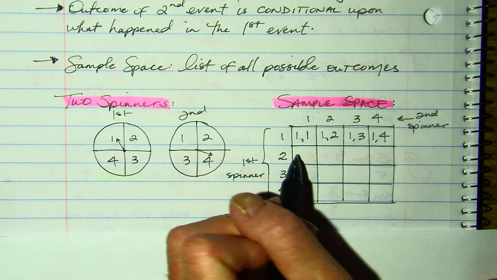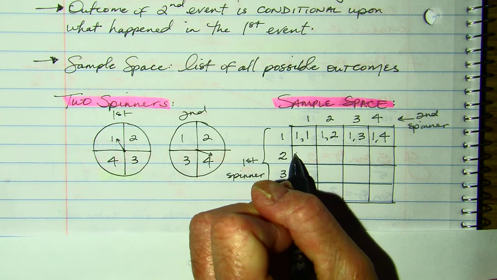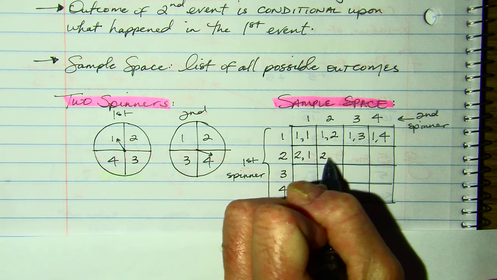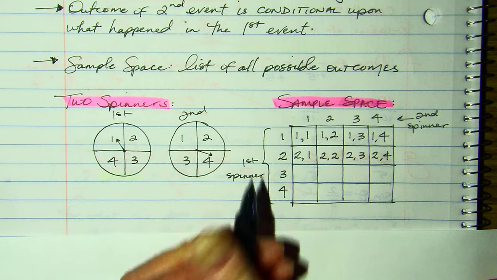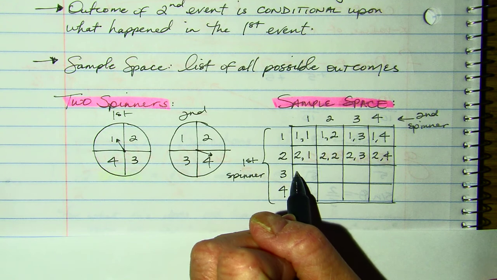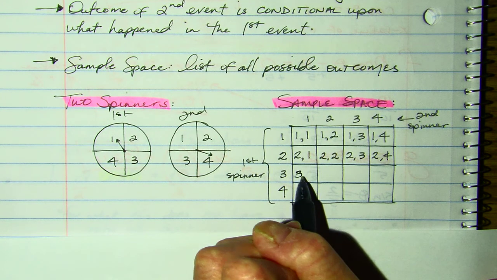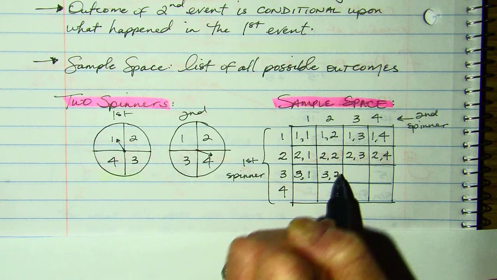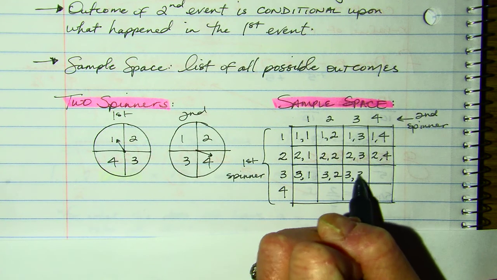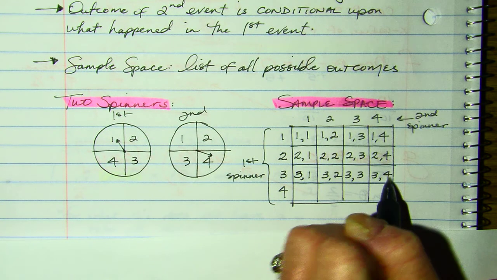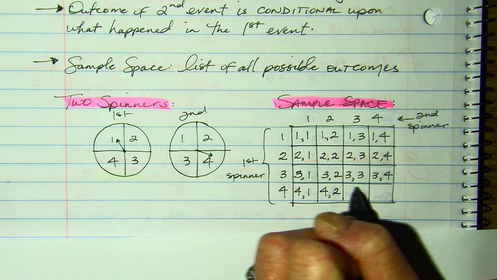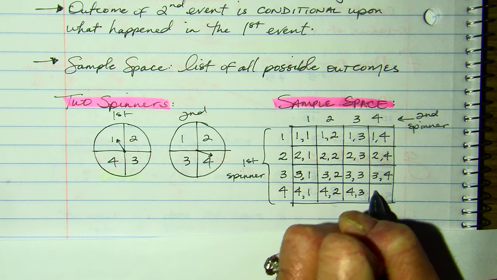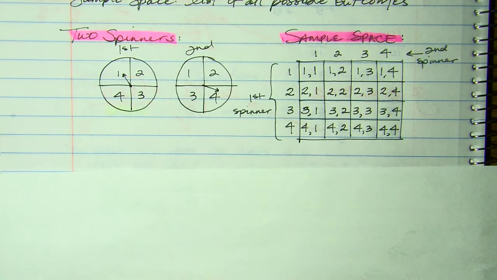The next row, if I spin a 2 and then a 1, a 2 and then a 2, a 2 and then a 3, a 2 and then a 4. And then I'm just going to keep going. The next row is if I spun a 3 first and then a 1, a 3 and then a 2. Notice I'm using a comma to represent the numbers I've spun on each. Bottom row, if I spun a 4 first, a 4, 1, a 4, 2, a 4, 3, and a 4, 4. So we're going to do some examples using this table.